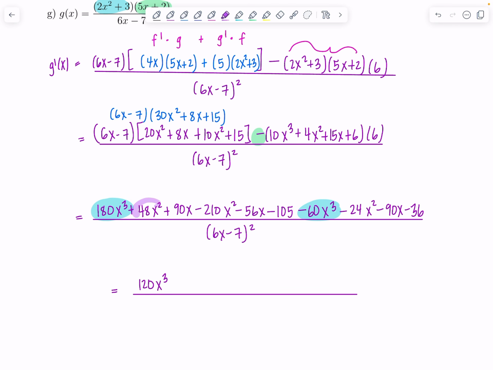Now let's go to the squareds. 48 minus 210 minus 24, that's negative 186x squared. Is that everybody? Yeah. Then x to the first, so 90 minus 56 minus 90. Oh, that's easy. Those cancel, so I just have minus 56x. And then constants, negative 105 minus 36, negative 141 over 6x minus 7 squared.